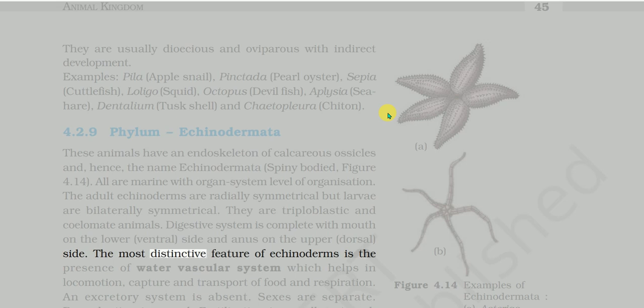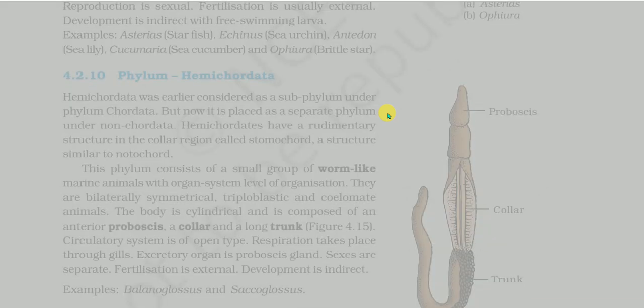The most distinctive feature of echinoderms is the presence of water vascular system, which helps in locomotion, capture, and transport of food and respiration. An excretory system is absent. Sexes are separate. Reproduction is sexual. Fertilization is usually external. Development is indirect with free-swimming larvae. Examples: Asterias, starfish, Echinus, sea urchin, Antedon, sea lily, Cucumaria, sea cucumber, and Ophiura, brittle star.